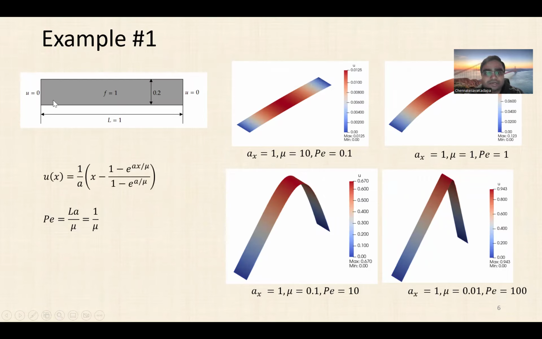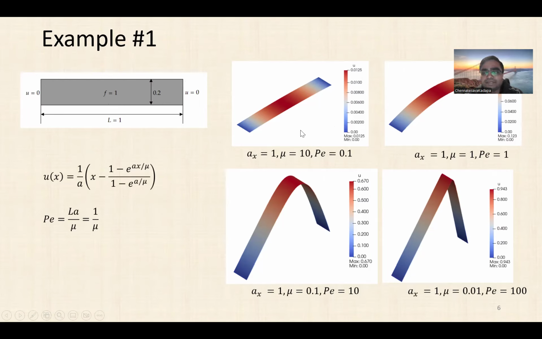Just to recap, we have the advection velocity in the x direction, that is ax equal to 1, a unit velocity, and ay is 0. So there is no advection in the y direction. This is the same 1D example, we are just extending it to 2D by making a 2D domain. As we decrease the diffusion coefficient, we increase the Peclet number, and we see a boundary layer being formed at the right end of the domain. The boundary conditions are such that the solution is 0 on both these edges.